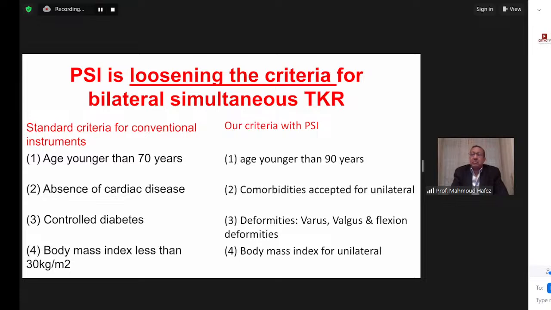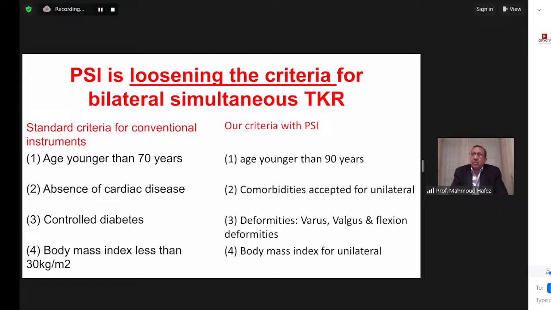With deformities, I will show you some data for a study showing varus, valgus, and flexion deformities, and we can see the results and comparison between them and others. Body mass index, we have many cases more than 130 kilograms who had bilateral, and we are going into the statistics to see the difference.